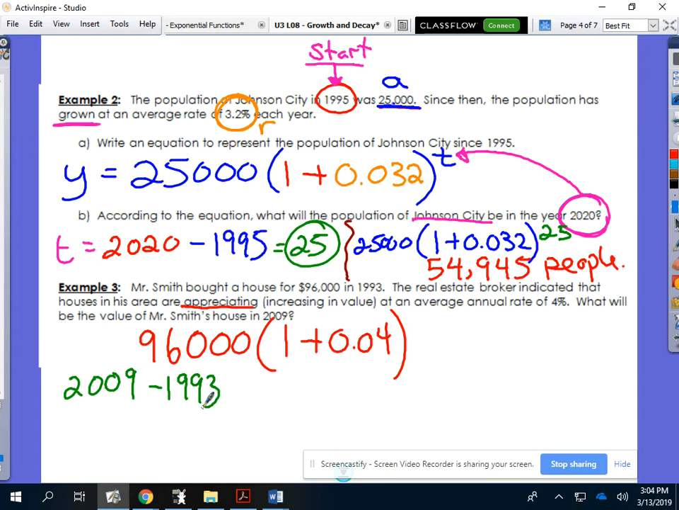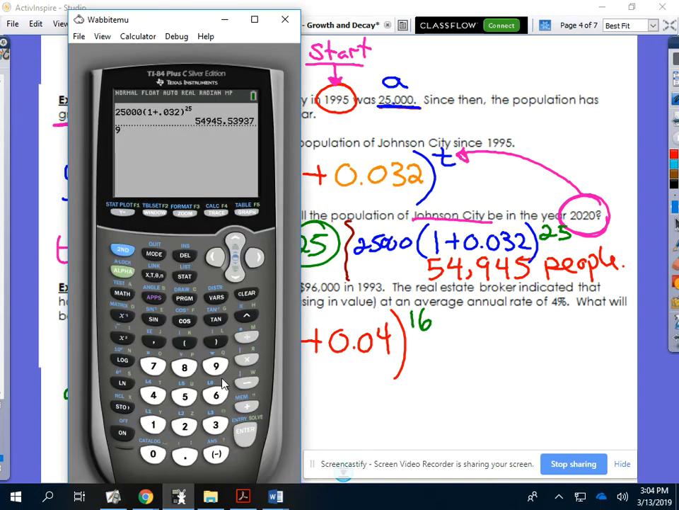That'd be 7 years to 2000. 7 plus the 9 gives me 16 years. So we've now owned the home for 16 years. So this is what we raise our equation to, and you can just plug that straight into your calculator. So 96,000, open parentheses, 1 plus 0.04, all raised to the 16th power. So our total value of the home now is, I missed a 0.